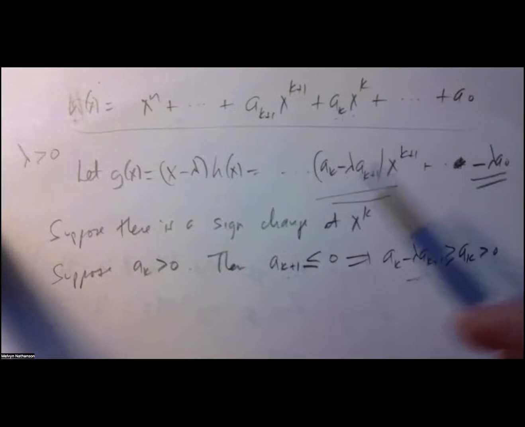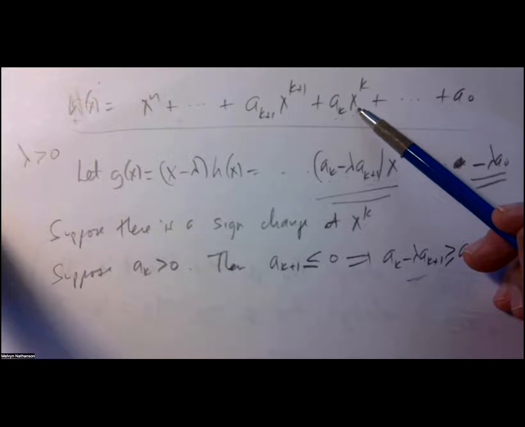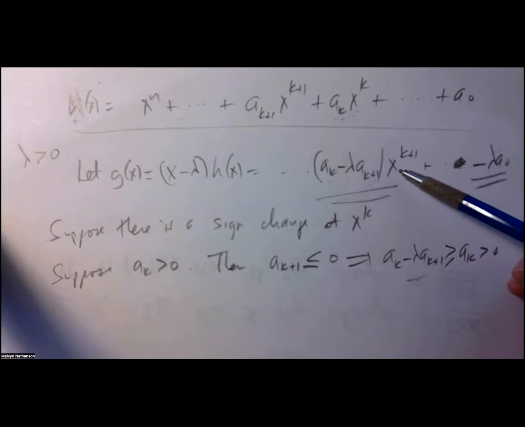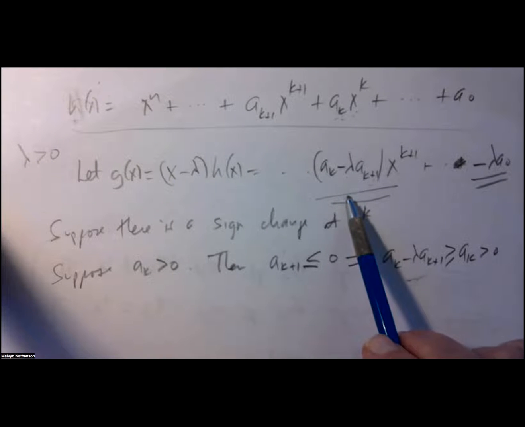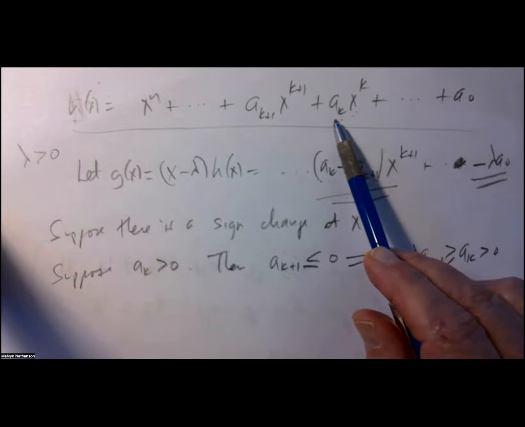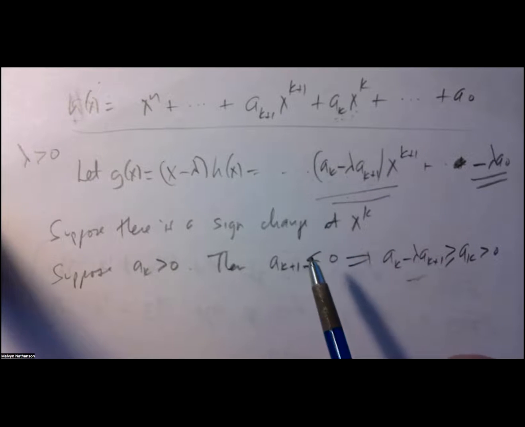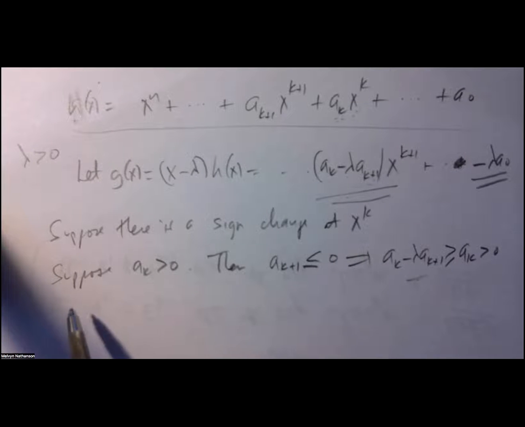So if there's a sign change at x to the k, and a sub k has a positive coefficient, then x to the k plus 1, when I multiply by x minus lambda, also has a positive coefficient. And if a sub k were negative and there were a sign change, this would also be negative. Okay? So let's think about that for a second.